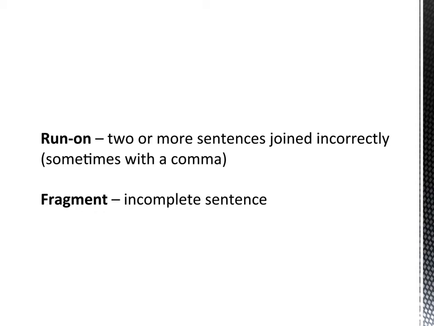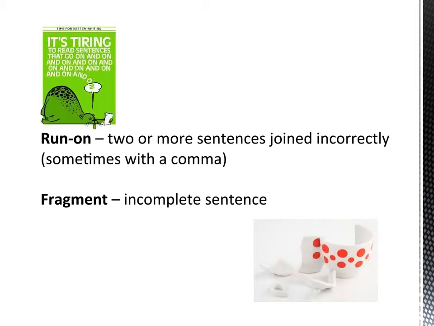Okay, so the two problems. A run-on sentence, which is two or more sentences joined incorrectly, and sometimes it's just with a comma. We call that specifically a comma splice. And then the other type of sentence structure mistake is a fragment. It's an incomplete sentence. So think about it: if it's a run-on, it goes on and on and on, and if it's a fragment, it's just pieces of a sentence. It's incomplete. Let's talk more specifically about run-on sentences.